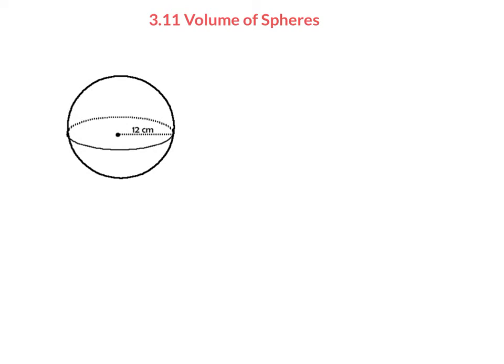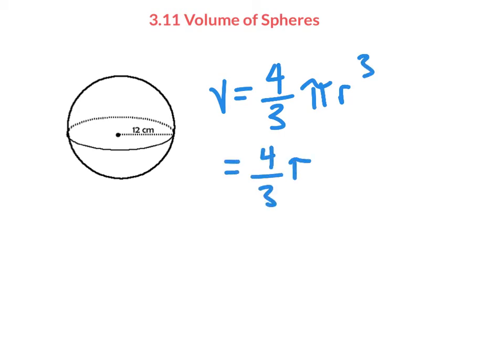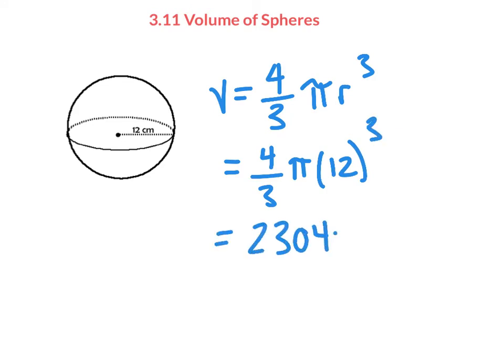So nothing tricky here, other than the 4/3, but r cubed. In this case, our number is 12 cubed. And that just simplifies to 2,304 pi centimeters cubed. A big number, but nothing scary about that process.